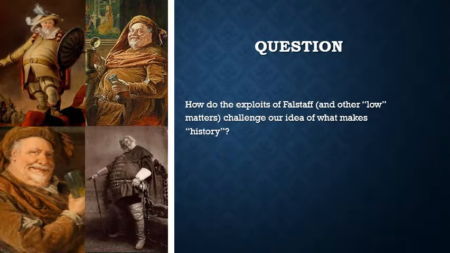So the question that scholars continue to talk about is how do the exploits of Falstaff, as well as the other low matters that we see in this play, the scenes with the ostlers, for example, and the horses, all these moments of low humor, challenge our idea of what makes history, of what history is? That's something to consider as you're reading this play. And the following one, of course, Henry IV, Part Two: how does Falstaff fit into the history of the king?